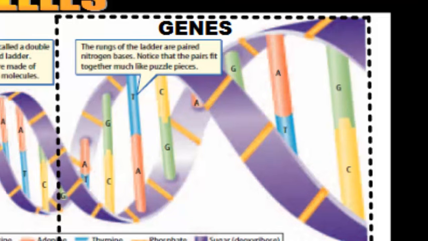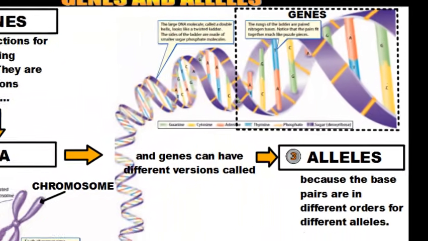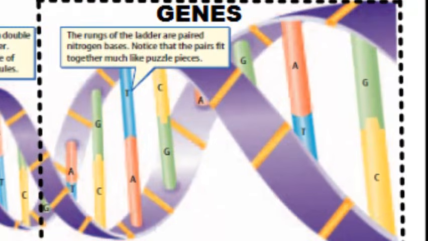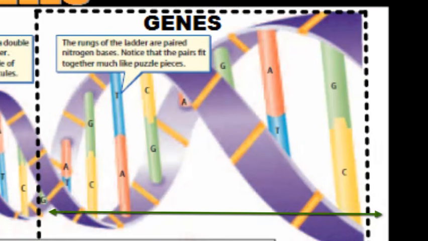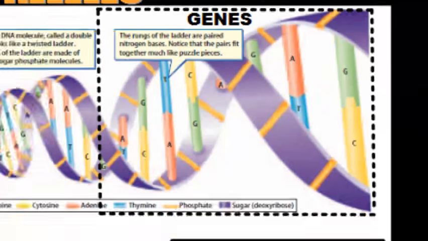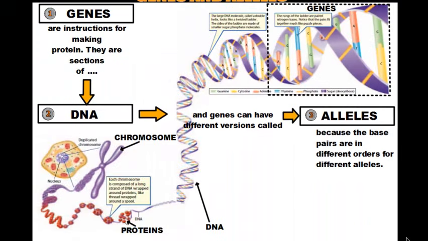Now, as we stated before, genes have different versions and they are called alleles. As we know, genes and what they do are solely based on the order of the adenines, guanines, thymines, and cytosines within that section of DNA. For example, here we can have a gene to make brown eye color based on the order of bases in this picture. However, if someone has blue eye color, the order of those adenines, guanines, thymines, and cytosines would be different. So the alleles are different because the base pairs are in different orders for the different alleles.